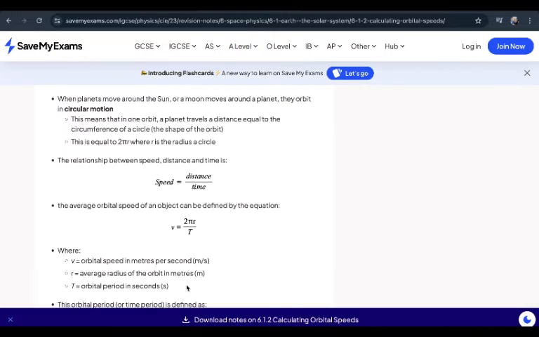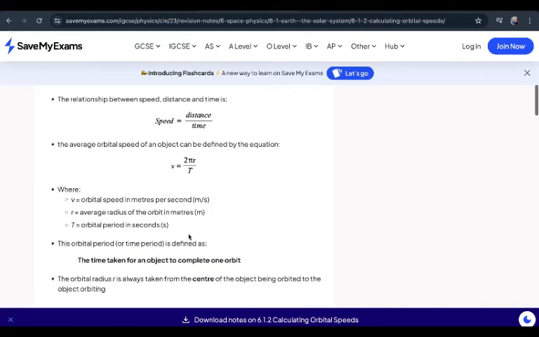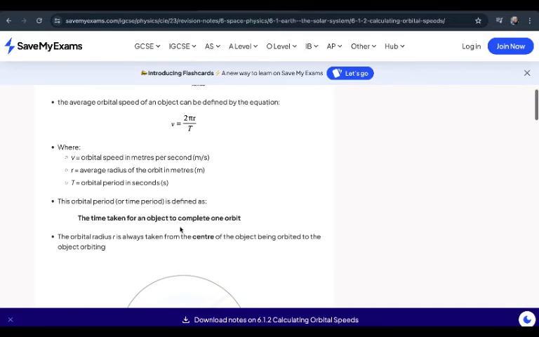We already know that speed is distance over time, and this distance can be represented as 2 pi r, the circumference of a circle, over the time, which is the time period. Okay, we're using time period in this regard. Where v is the orbital speed in meters per second, and r is the average radius of the orbit in meters, and t is the orbital period, okay, in seconds.